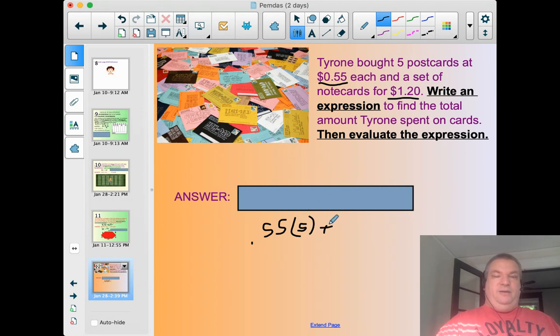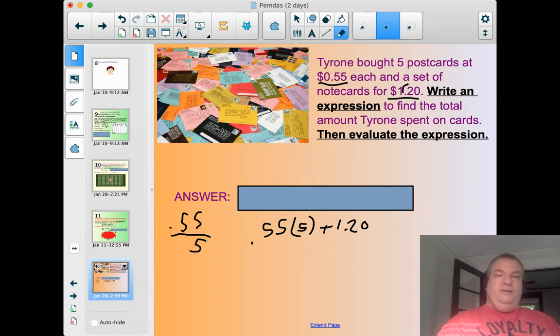Then I bought a set of note cards for $1.20, and it looks like I just bought 1 set. It says a set of note cards. So there's nothing to multiply that by. Again, I have to multiply first. I'm going to bring this over here so I can practice my decimal multiplication. 0.55 times 5.